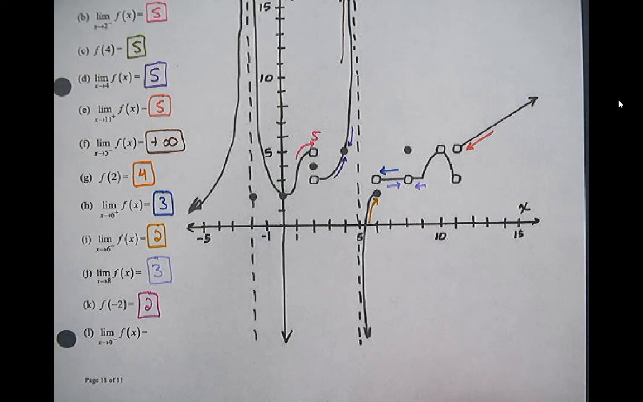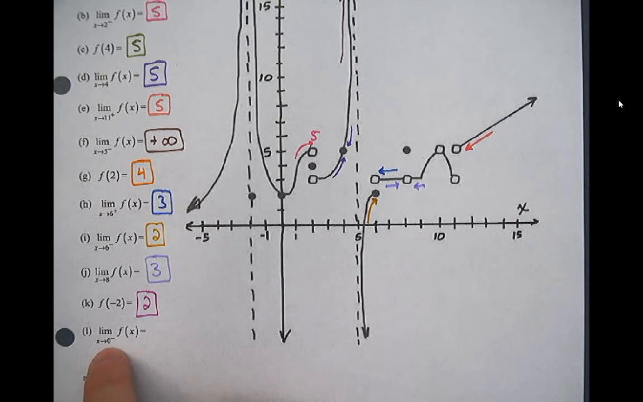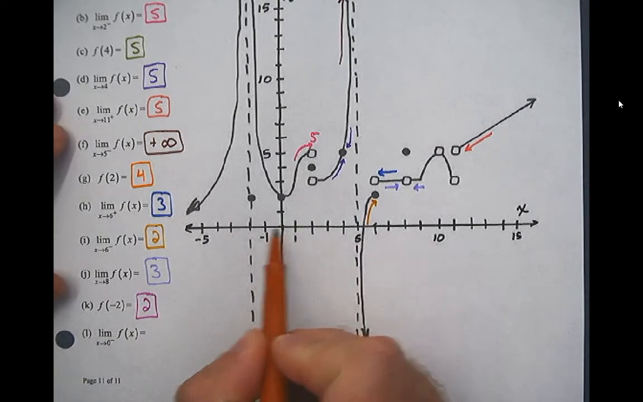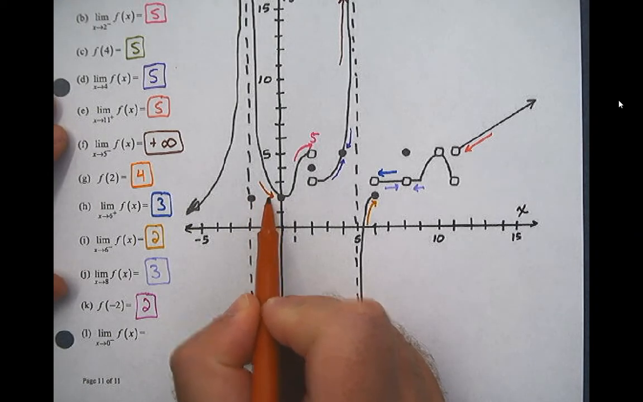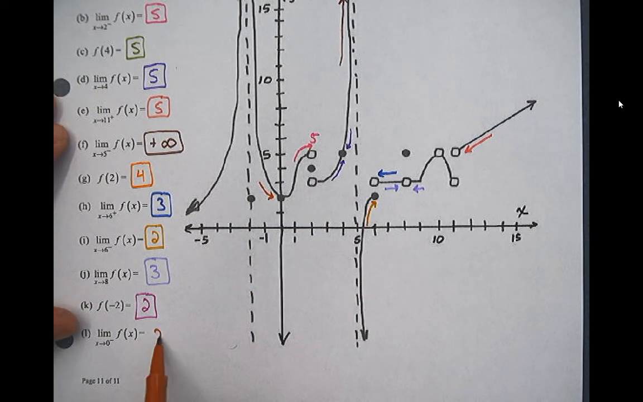And then last, I want to approach 0, and I want to approach 0 from the left side. So here's 0. I'm going to come at it from the left, and my graph is trying to get to a height of 2.